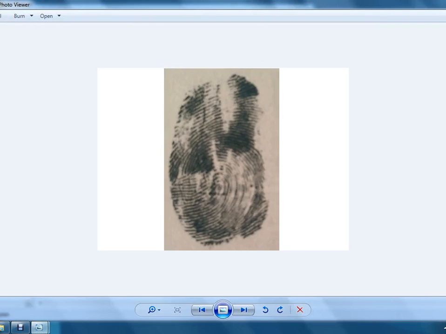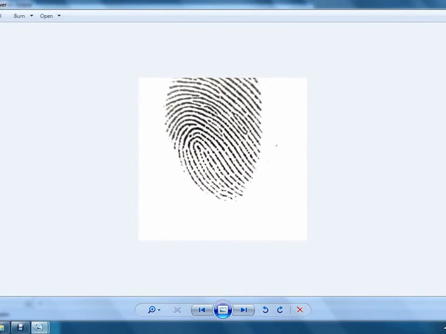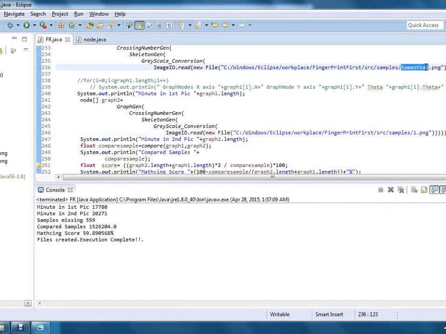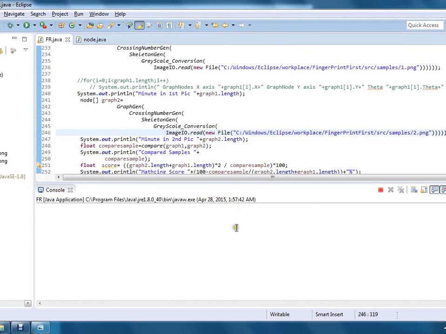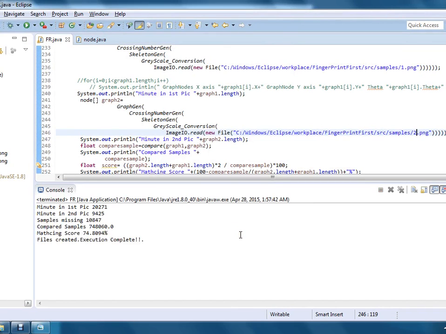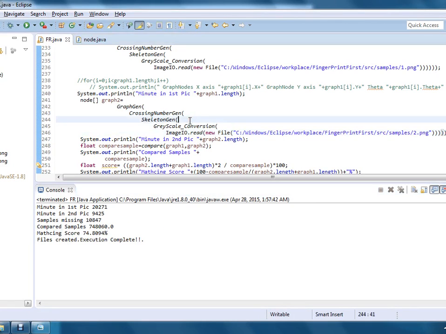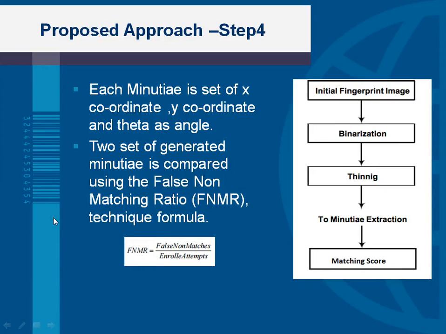Again, the first and the second image are taken from the same person and should result in a good matching score. So if we compare the first and the second PNG, we should get a matching score above 75% here. So it's approximately close to 75%. It means it's a successful rate. Likewise, we can compare all the images and see the execution output.